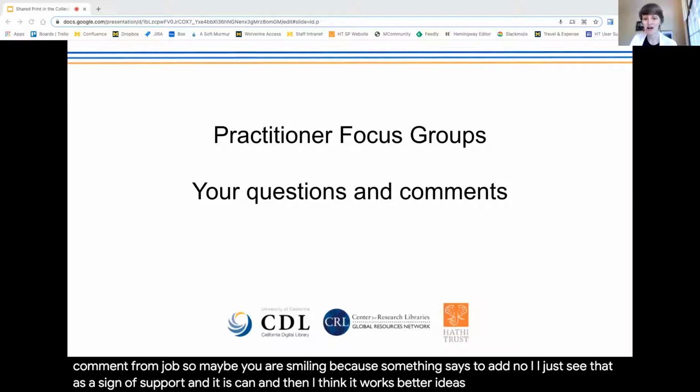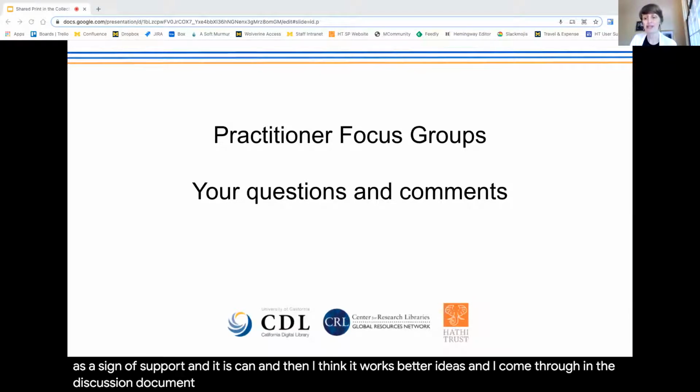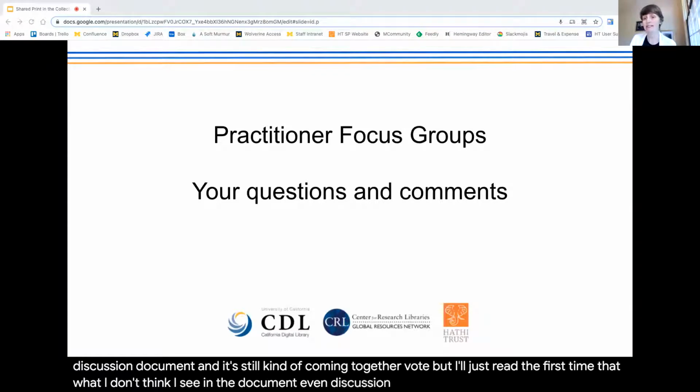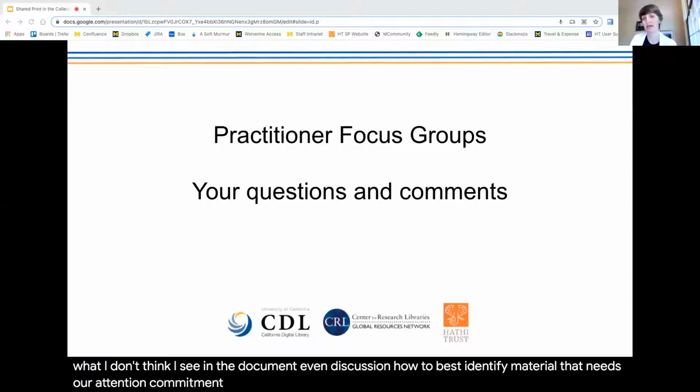And I'm seeing a comment come through in the discussion document, and it's still kind of coming together, but I'll just read the first part of it. What I don't think I see in the document is a discussion of how to best identify material that needs a retention commitment. One aspect is to make visible material with high use.